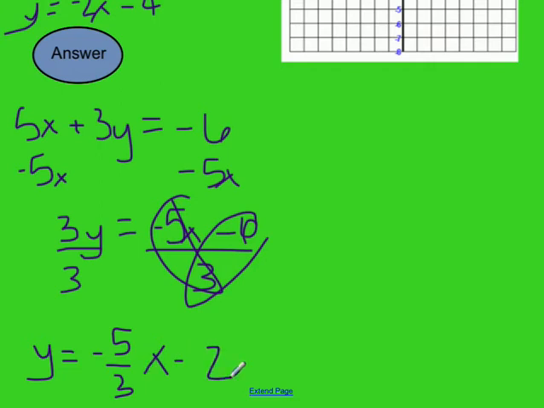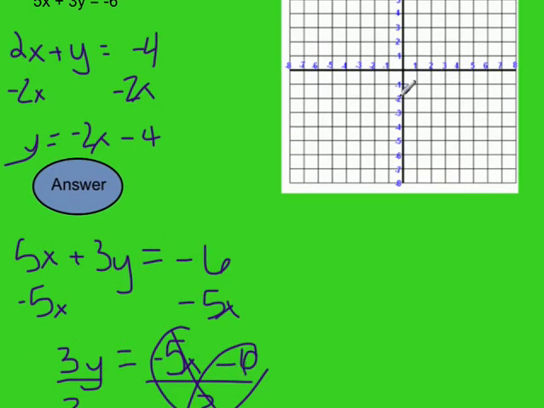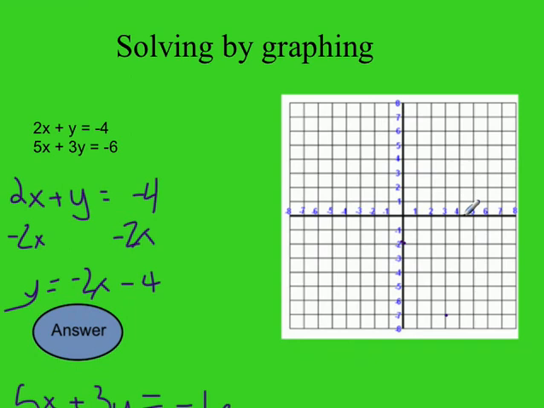So let's graph that line first. Negative 5/3 x minus 2. So we're crossing the y-axis at negative 2. And then I'm going down 1, 2, 3, 4, 5, and over 1, 2, 3. And I'm going to go ahead and plot that point. And then from there, I am going to draw a line.